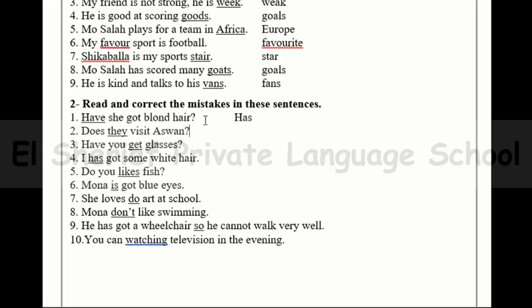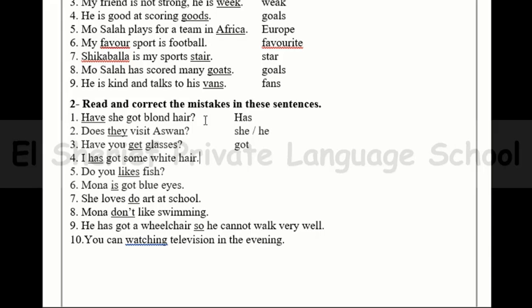Now number 2: Does they visit Aswan? So I have here does. So I'm going to take she or he. Now number 3: Have you get glasses? I'm sorry, have you got glasses? So it will be yes. Have you got glasses? Now, number 4: I has got some white hair.